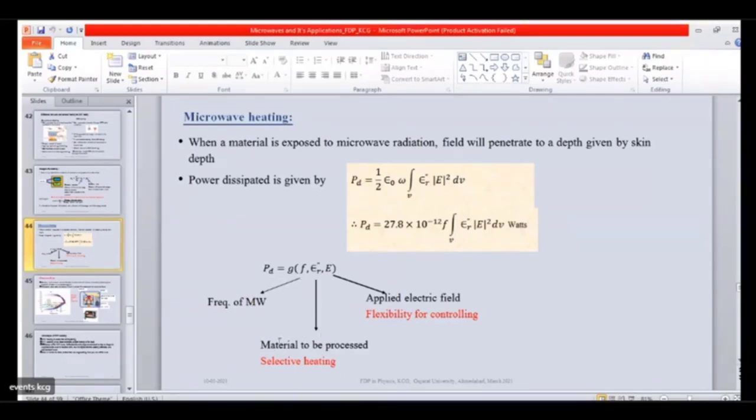For example, this dependence of PD on epsilon r double dash can be used for material processing, right? And because of this fact, we can provide selective heating. If you want to provide heating to a particular part of some material, then it is possible using the microwaves. And the dependence of PD on E provides a flexibility in controlled heating. Okay, so this is there.